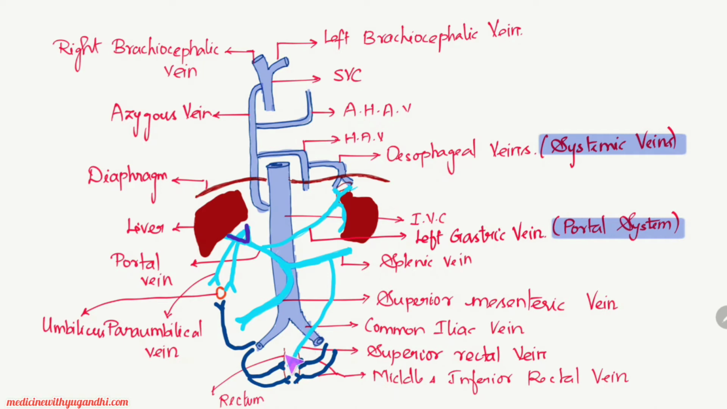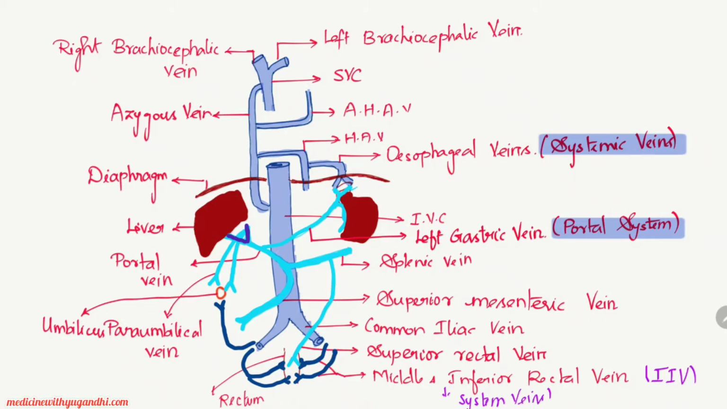Here you could see that the superior rectal vein is the vein of the portal system, since it drains into the splenic vein, and the middle and inferior rectal veins both drain into the internal iliac vein. As I already mentioned, this common iliac vein again splits into two: the external iliac vein and the internal iliac vein. Both the middle and inferior rectal veins drain into the internal iliac vein, and thus they come under the systemic veins.